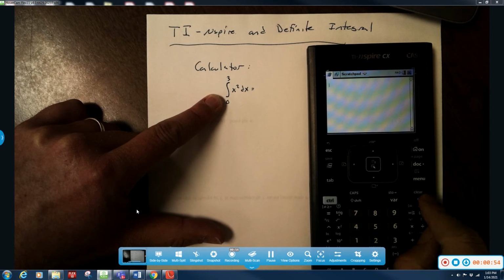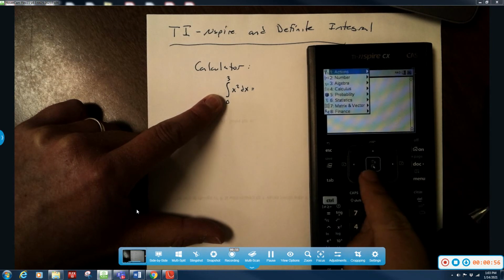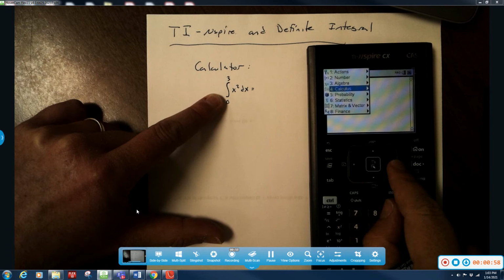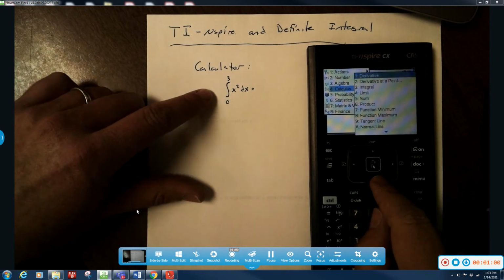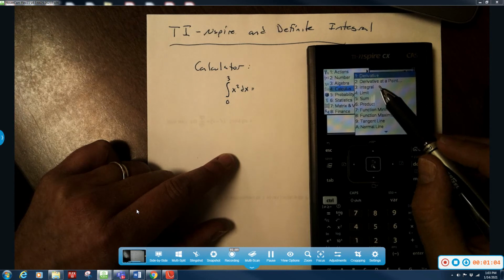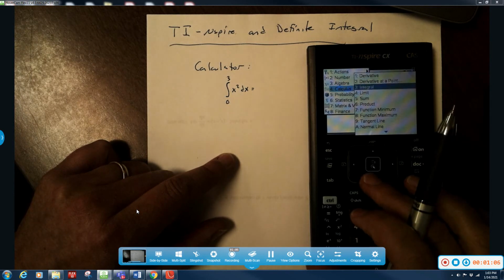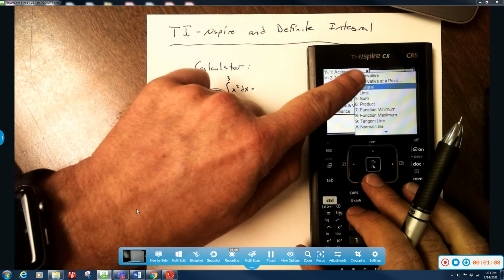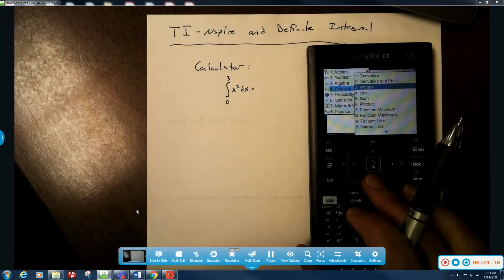So if I go to Menu, I'm looking at Calculus, because this is a calculus problem. Look at the choices: derivative, derivative at a point, or integral. Well, we're looking at an integral. Now, again, on the CX, your options are a little bit different. We'll see that in a little bit.